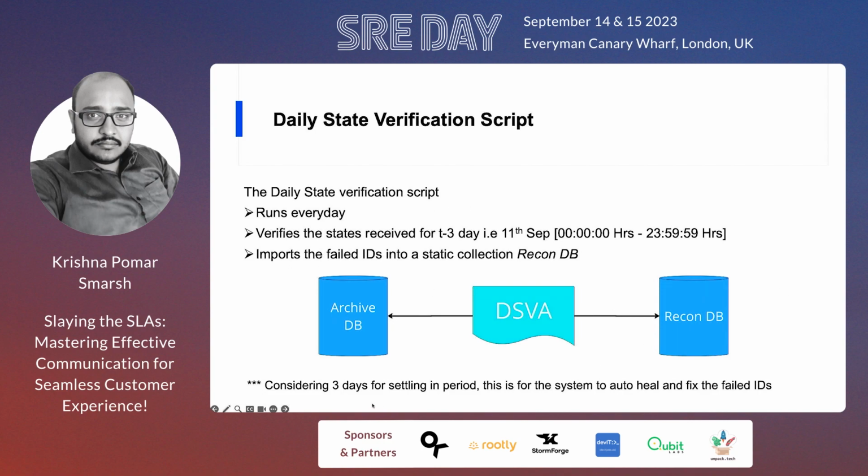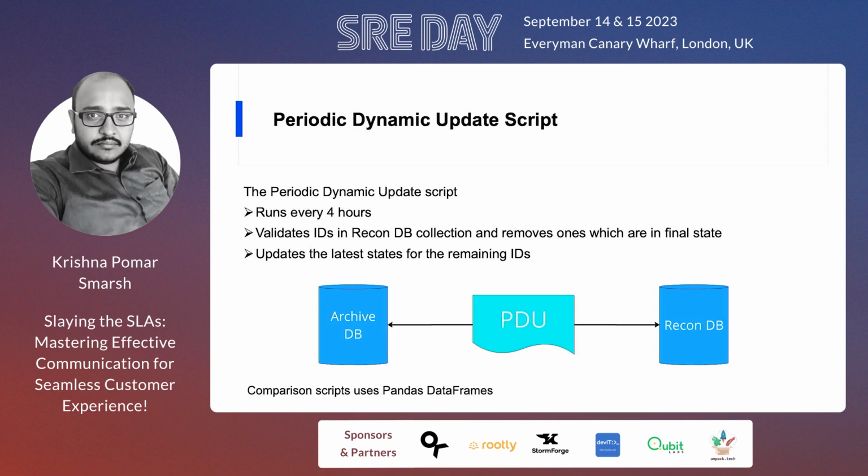So why 3 days, right? We are giving a cooling period or settling-in period. Sometimes the system takes some time to auto heal, so a few IDs will not be immediately moved to archived. It will sometimes take 1 or 2 days, right? Considering that cooling period, we run the script for 3 days back in time and get all the data, right? Let's move to the next script.